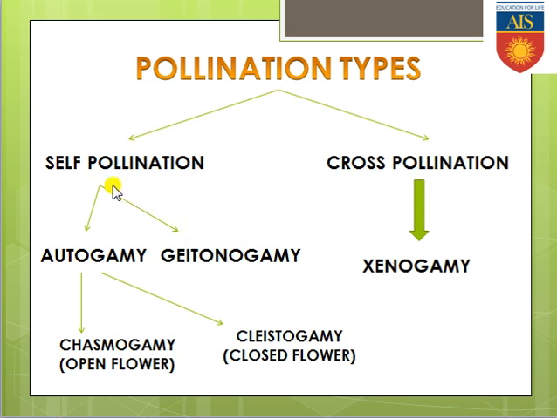Pollination is actually of 2 types. One is self-pollination, another one is cross-pollination. Self-pollination is subdivided into 2 categories. One is autogamy, another one is geitonogamy.